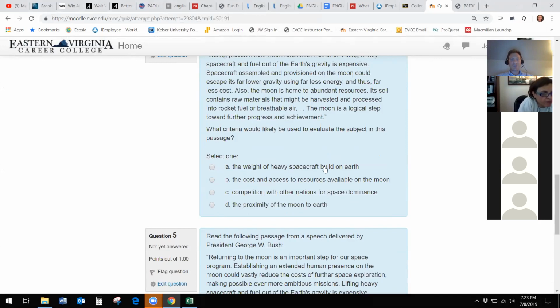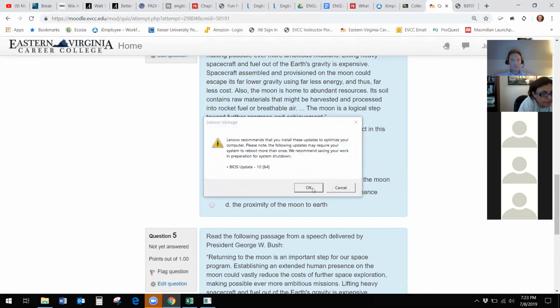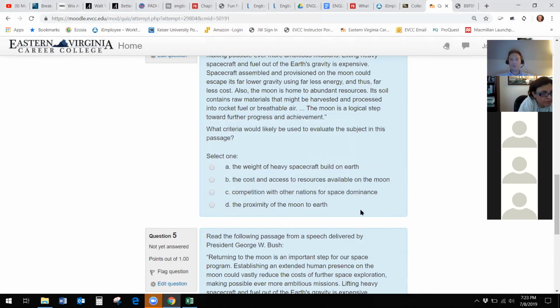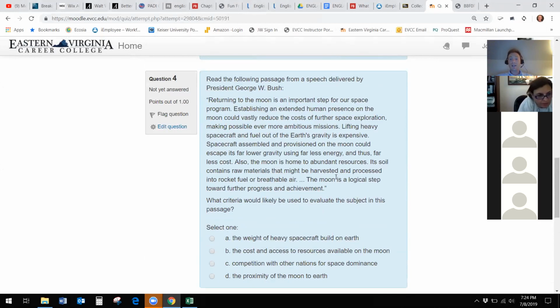Because it's not just about the heavy spacecraft, right? He doesn't even mention other nations. And then this idea of the proximity of the moon to the Earth, well, there's nothing to evaluate there. It's a fact, right? You can't argue whether the moon is close, it's science. It's basic astronomy, right? And so he's trying to argue, evaluating the cost and access. Based on the criteria he's establishing, is he saying it is good or bad to establish a base on the moon?